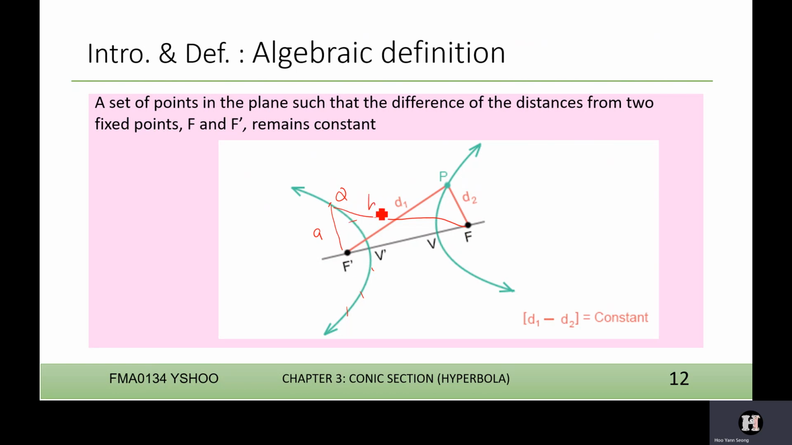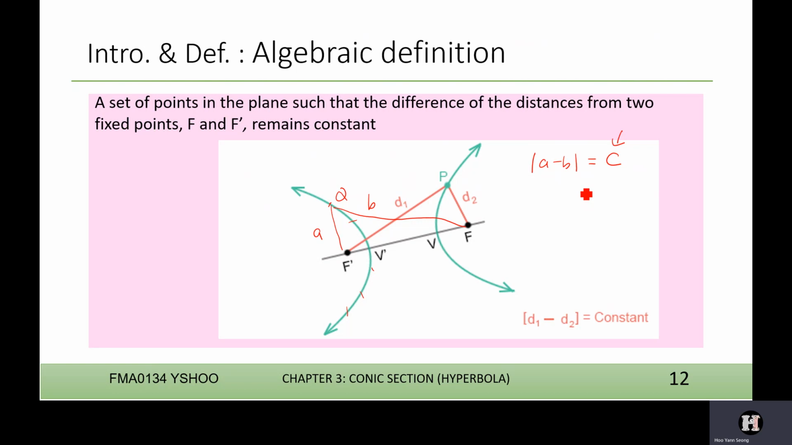QF I put as B. So the difference, and difference here means the magnitude of A minus B, equals, let's say, C. This C is constant for all the points you try to find the difference for.